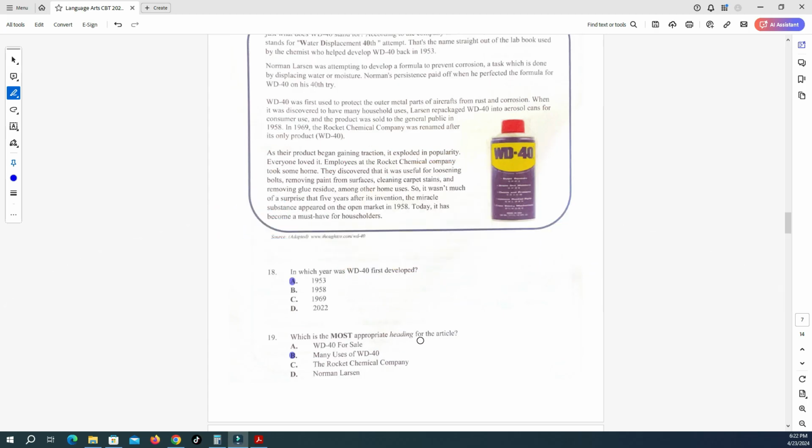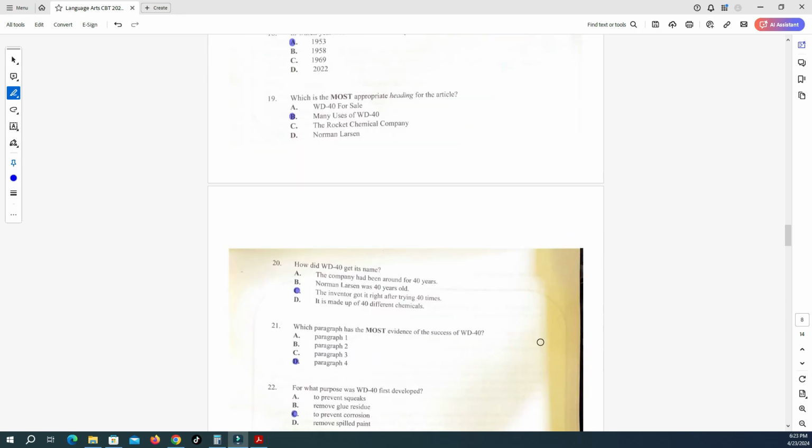Which is the most appropriate heading for the article? WD-40 for sale? Nah. Many uses of WD-40? I think so. The Rocket Chemical Company? Well, no. And Norman Larsen? Nah, I think it's B.